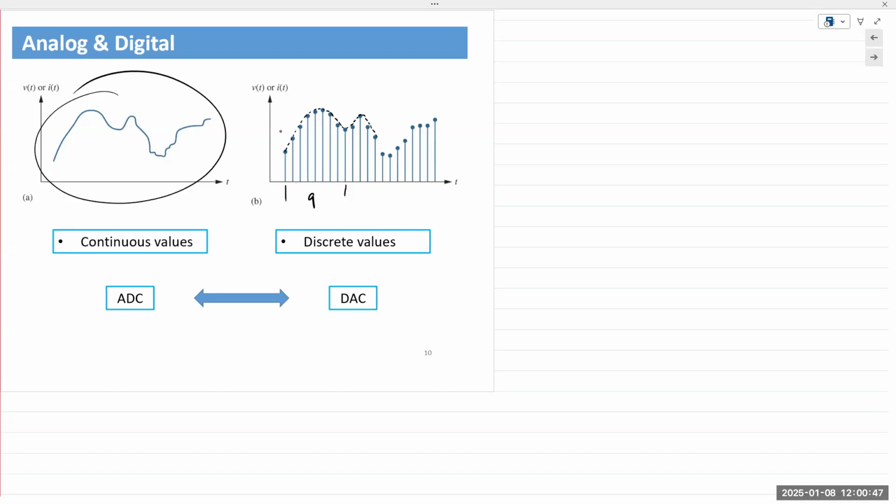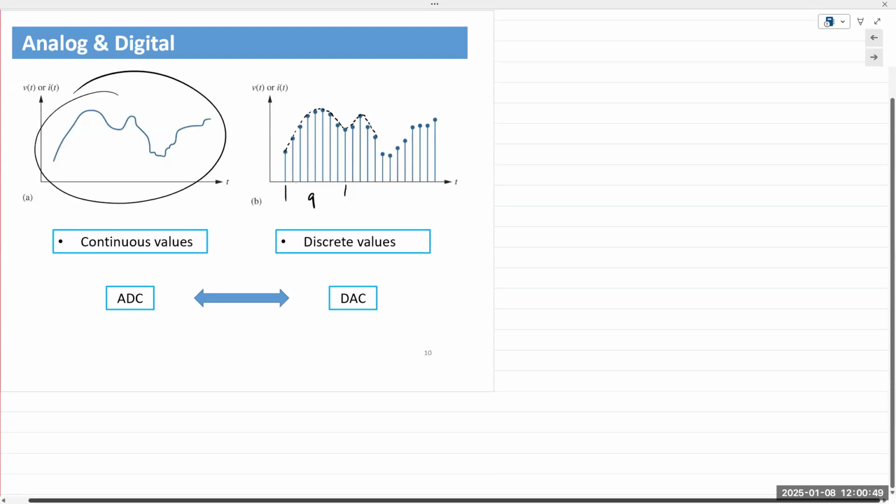So in your Canvas pages, make sure you check the box that says, send me a notification when an announcement is posted on Canvas.